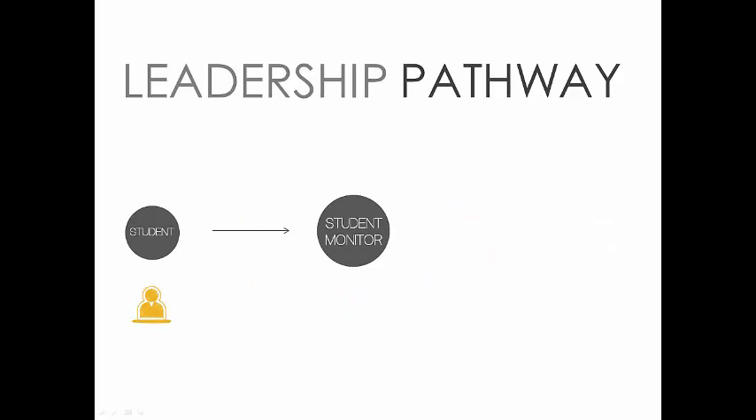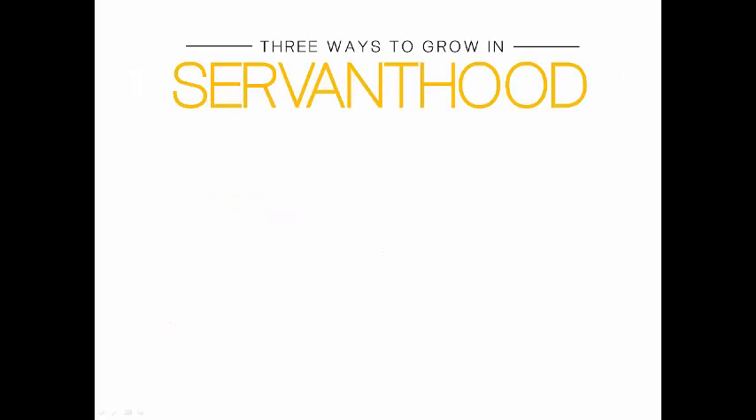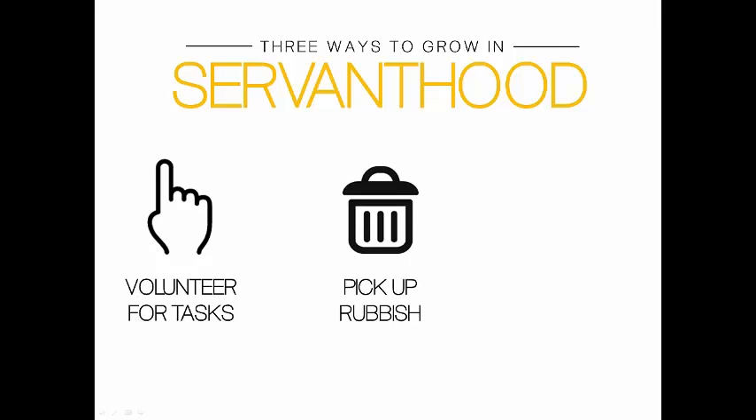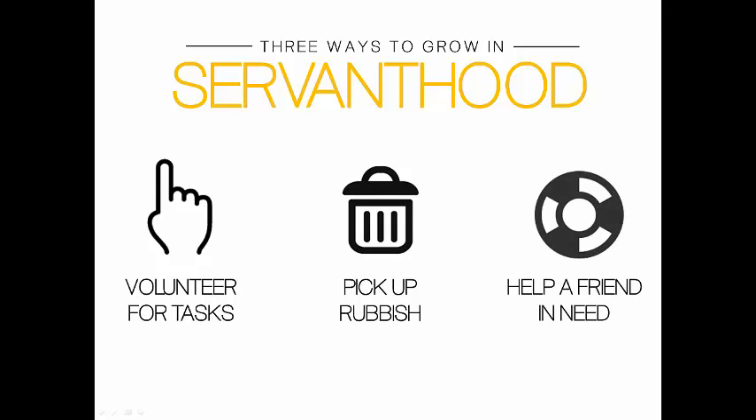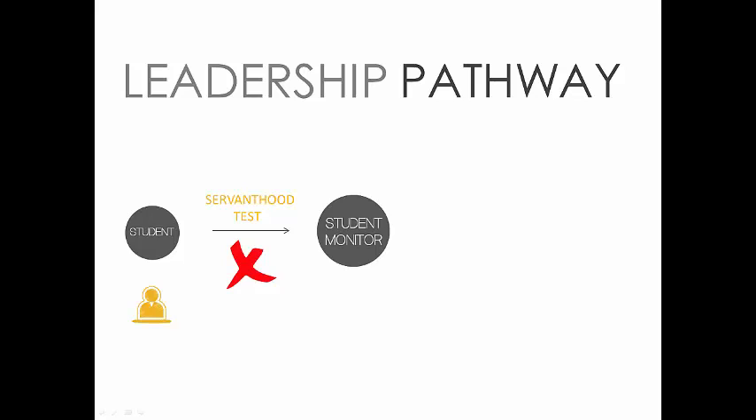Just like learning the piano, in leadership, we also have tests that we need to pass in order to move to the next stage or level. Every person begins at the student stage, someone with no responsibility in the class. To move from student to monitor, you must pass the servanthood test. Here are some examples of growing in servanthood. Volunteering for tasks, picking up rubbish, or helping a friend in need. Now, if you don't pass that test, you remain at the student level, but at any time you want, you can start volunteering for tasks, picking up rubbish, helping others. And when you do that, you can move to the next stage, which is student monitor.